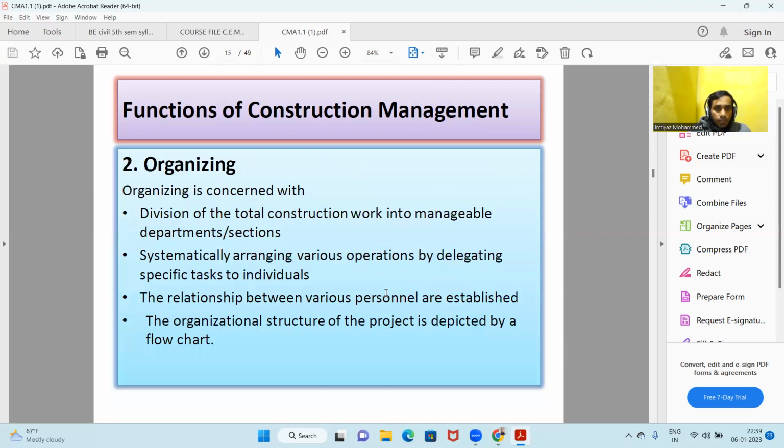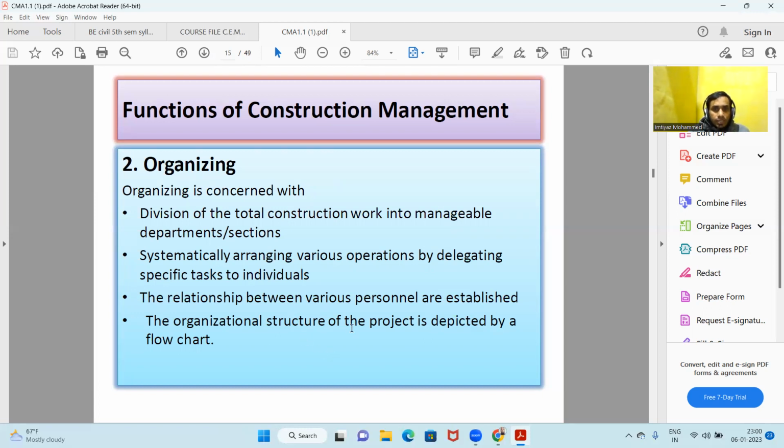Okay. Then organizing is, now when we have a big work in hand, we need to be able to break it down into manageable departments or sections. Okay. And then we can allot the works, we can delegate the specific tasks to the different individuals according to the departments or sections which we have created. And then there should be a proper relationship and communication between different personnel so that we can achieve successful work completion.